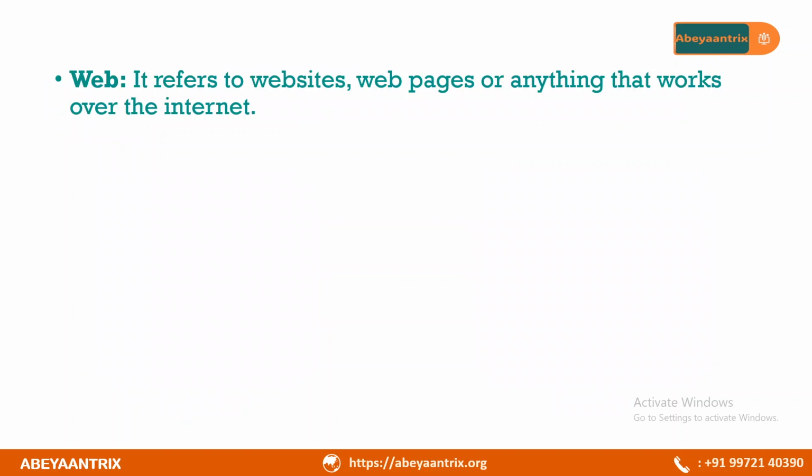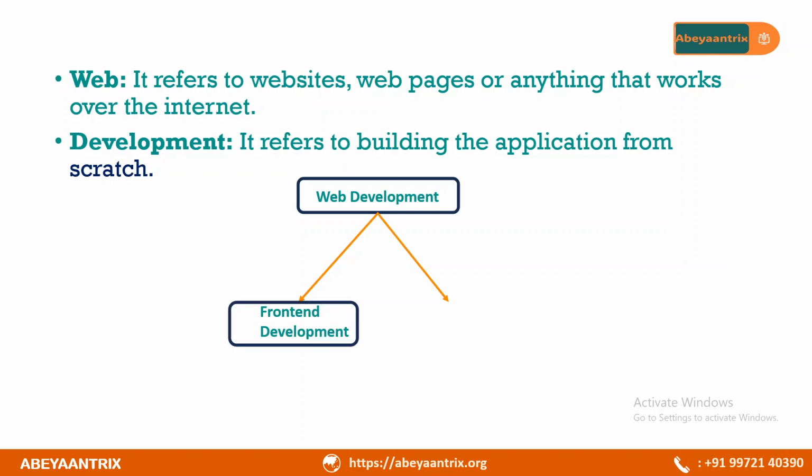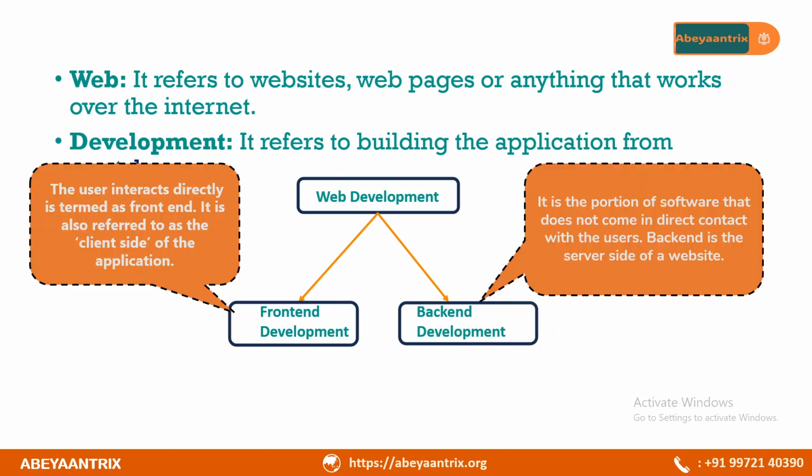Okay, so next I think you understand web. It refers to websites, web pages, anything that works like the internet. Development refers to building an application from scratch. So this we call web development. It includes front end and back end. So front end development and back end development together we call web development. Okay, these things you understood.